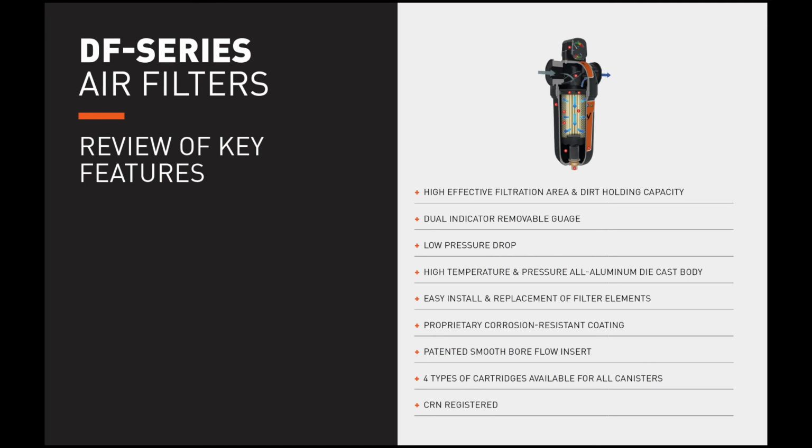Let's review DF series air filters' key features and benefits. High effective filtration area and dirt holding capacity, a dual indicator removable gauge, low pressure drop, high temperature and pressure all aluminum die-cast body, easy install and replacement of filter elements, a proprietary corrosion-resistant coating, patented smooth bore flow insert, 4 types of cartridges available for all canisters, and CRN registration.